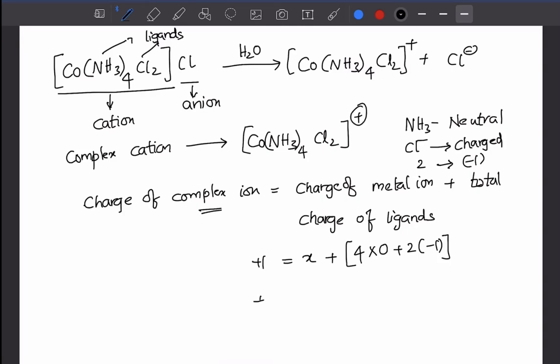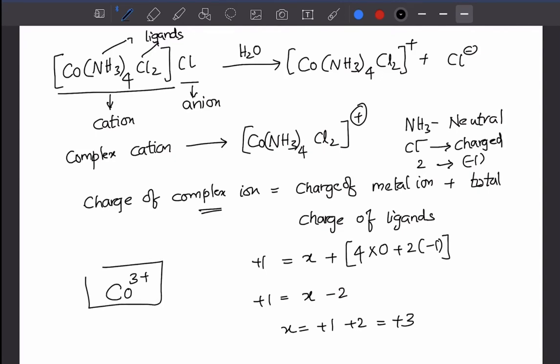So now +1 is equal to X minus 2. So X becomes +1 plus 2. So you get +3. So the central metal ion cobalt has a charge of 3 plus. So in this coordination compound, the central metal ion has a charge of 3 plus.